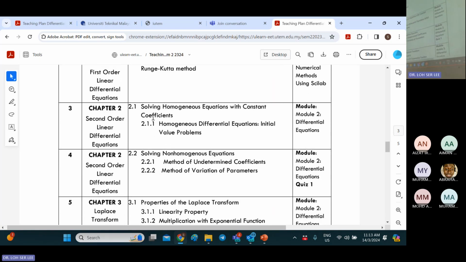For chapter 2, you will learn how to solve a homogeneous equation with constant coefficient and also the non-homogeneous equation, using these two different methods.